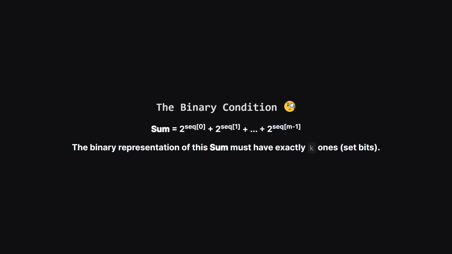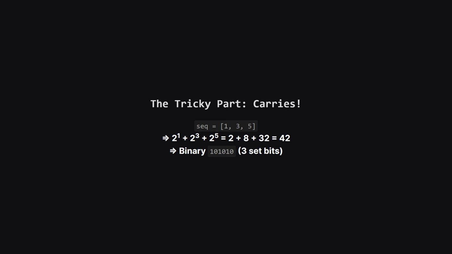For any sequence of indices we create, we calculate a special number. We take 2 raised to the power of the first index, add it to 2 raised to the power of the second index, and so on for all m indices. After we get that final sum, we look at its binary representation. If the number of ones in that binary string is exactly equal to k, then our original sequence of indices is magical.